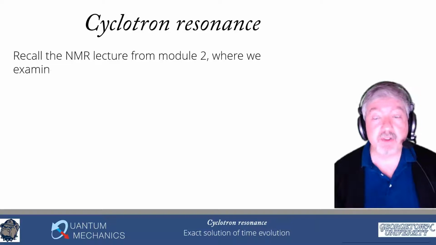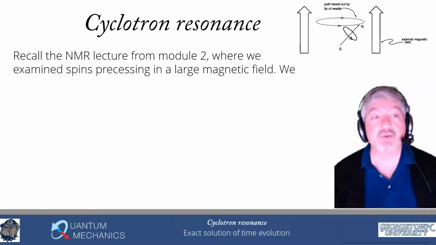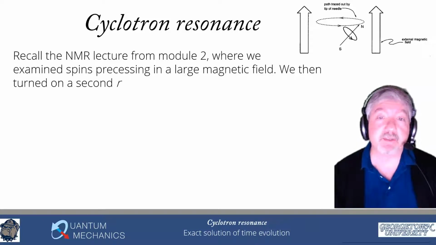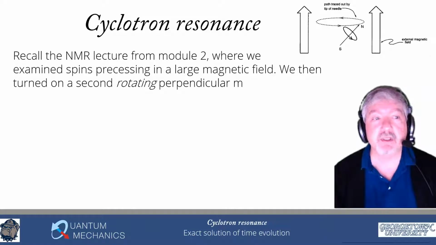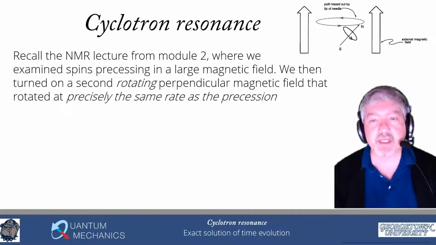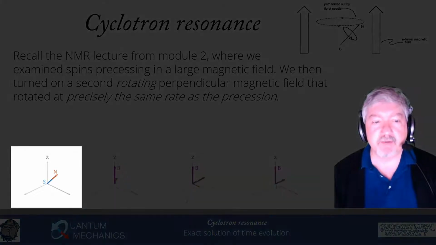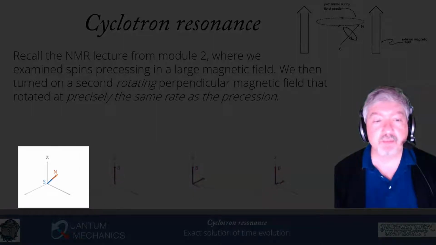It might be useful for you to go back and review the NMR lecture from Module 2, where we examined spins precessing in a large magnetic field. We then turned on a rotating perpendicular magnetic field that rotated at precisely the same rate as the rate of precession. What we're showing for you here on the bottom, on the left-hand side, is just a schematic of what the effective arrow that represents the current loop is.